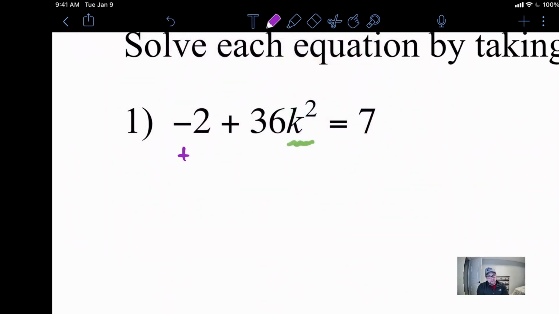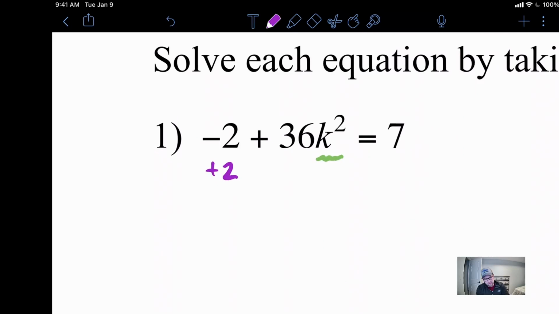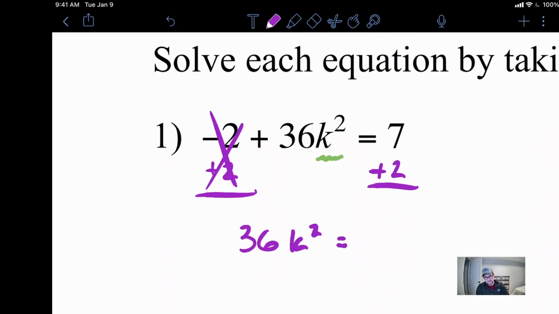So when we do this, remember we always get rid of the piece that's added or subtracted to it first. So we're going to get rid of the minus 2, and the way we unhook it is with a plus 2. So these two are going to cancel off, and I'll be left with 36k squared is equal to 7 plus 2 is, of course, 9.